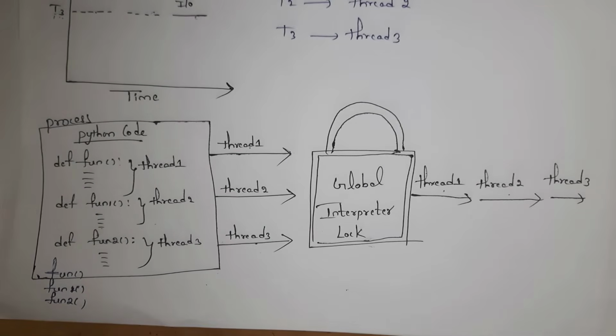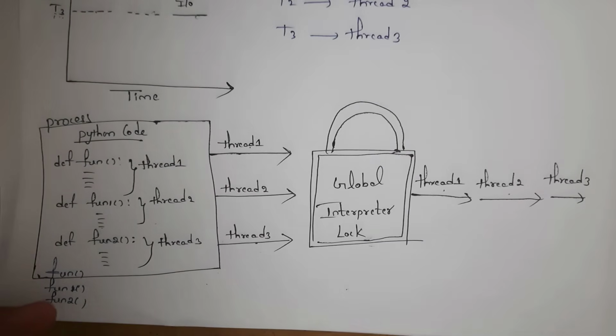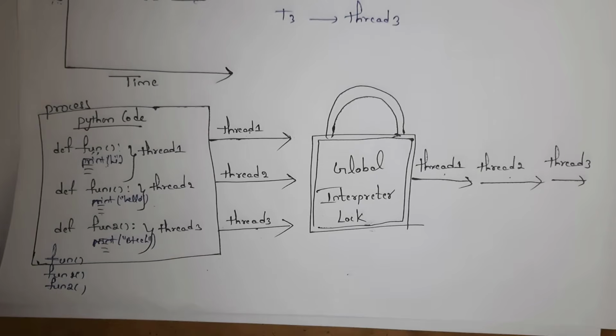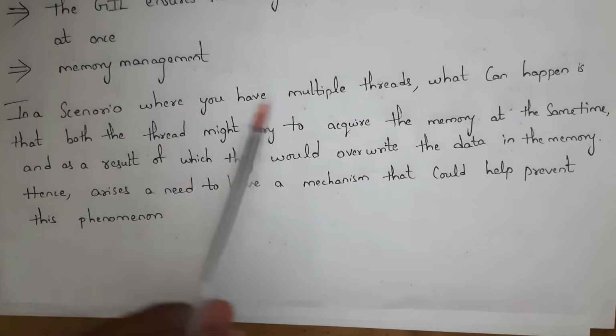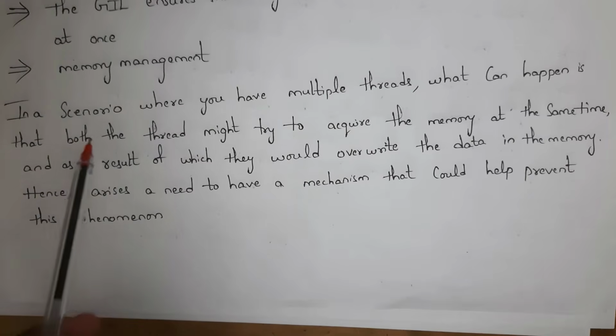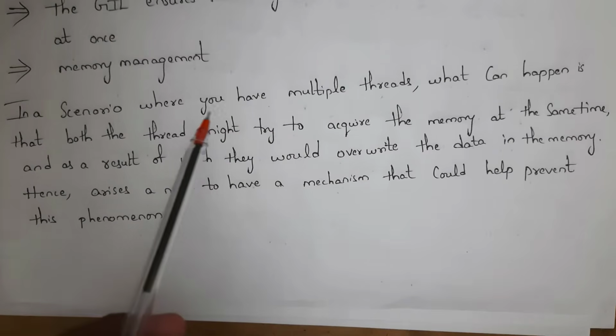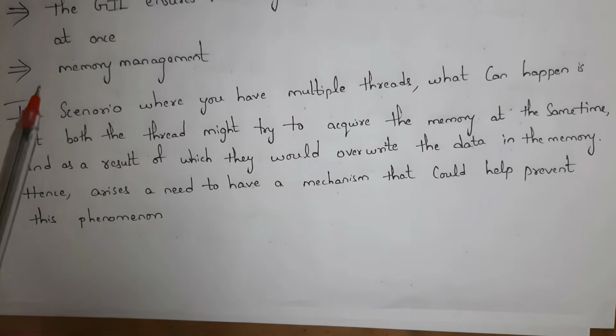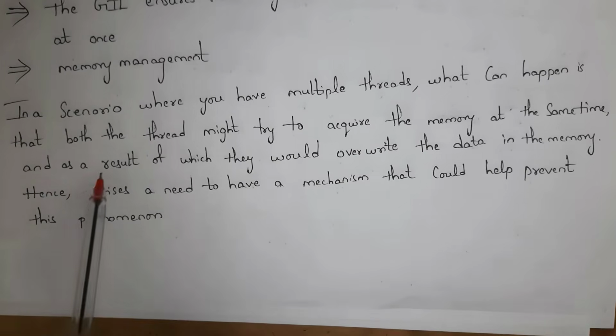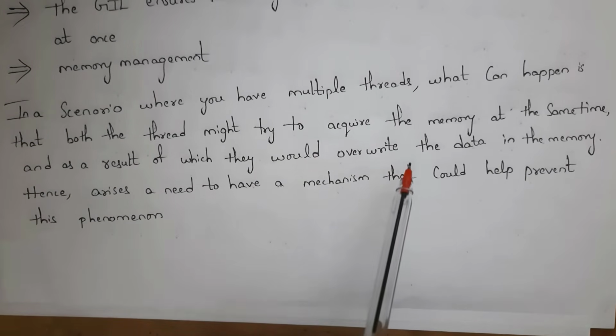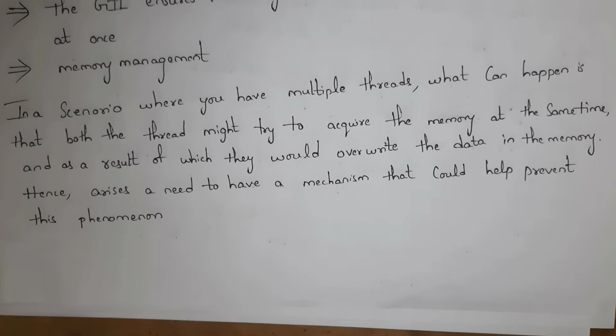What if there is no global interpreter lock in Python? If there is no global interpreter lock in Python, then all these three threads will be executed at a time. All these three threads will occupy the same memory. In a scenario where you have multiple threads, what can happen is that both the threads might try to acquire the memory at the same time. If you have multiple threads, all these threads will occupy memory at the same time. As a result of which they would overwrite the data in the memory. Hence, there is a need to have a mechanism to prevent this phenomenon. That is nothing but we need global interpreter lock in order to prevent this.